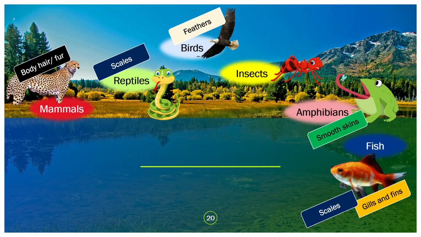For frog, they have smooth and moist skin. You can try touching them. For fish, they have gills and fins. Fins help them to swim. Gills are for breathing, like us, we have our lungs. So for fish, to breathe underwater, they have gills. Fins help them to swim. And on their body, they have scales, like the reptiles.